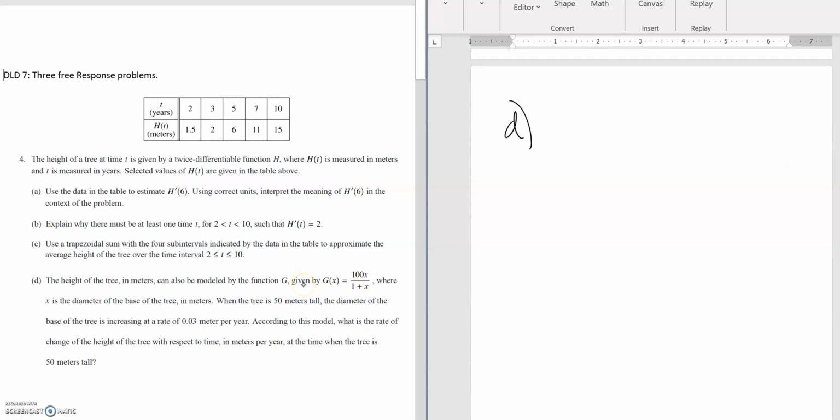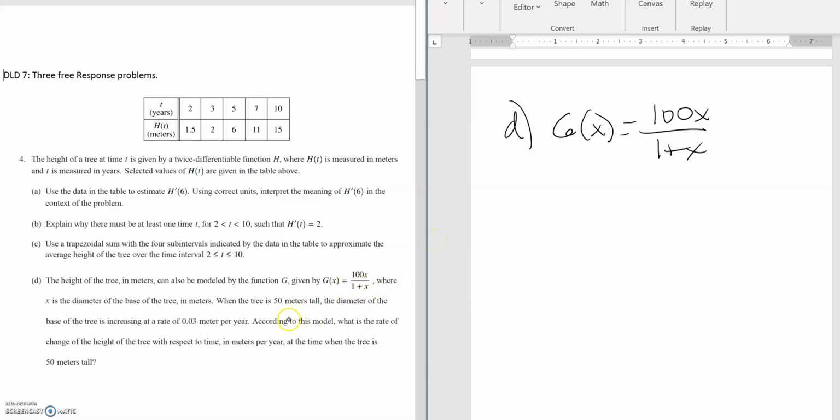where I wrote it. Last one, the height of the tree can also be modeled by function g given by that. So now they're giving us, instead of the table, now they're saying, can you do processes with this thing if I give you a function instead? Okay, where x is the diameter of the base of the tree. Okay, so this is giving you the height based on the diameter.